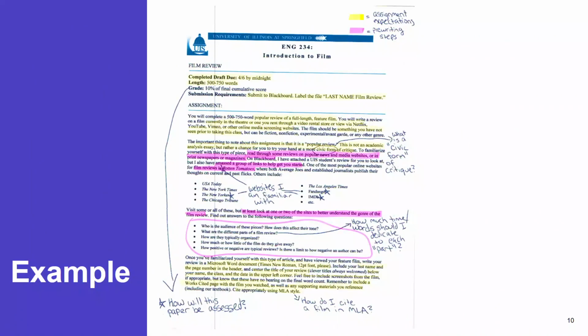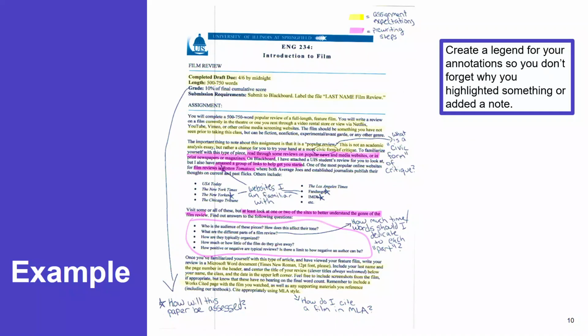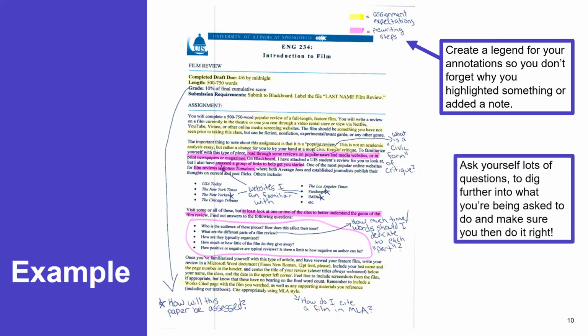Here's my same prompt from my Intro to Film class, now with annotations to help clarify what to do and how to get started. Note that the student created a quick legend for themselves at the top of the page that will be helpful context for when they check back later and need to remind themselves of these details. Note also that all of the clarifying questions the student actually wrote on the prompt to figure out what they need to learn before they can confidently start working on this paper. These are just some of the ways that you can interact with your prompts to make sure you start off on the right foot and continue to understand how to complete your writing work.